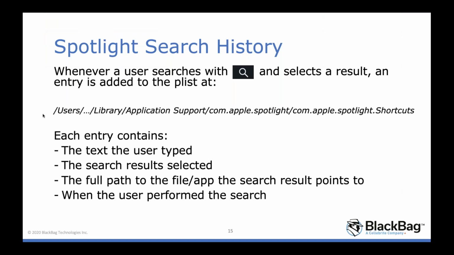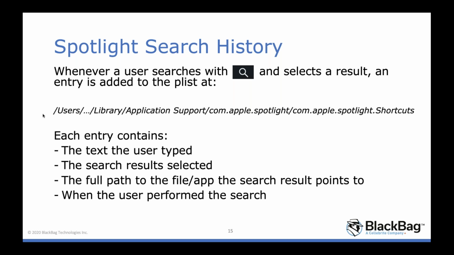The next thing I want to talk about is Spotlight search history. So we said that anytime you click the magnifying glass and you start typing, you're using the Spotlight backend to search for something. It turns out that Spotlight tracks this stuff as long as you actually select a result.